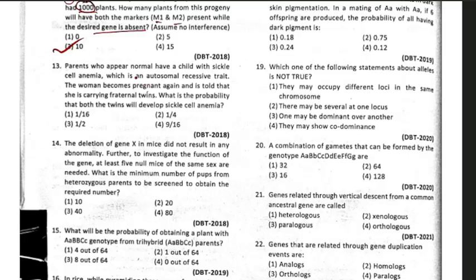As we know that the parents are normal, but they are having a child with the homozygous recessive character, both are obviously Aa, heterozygous. And if they are heterozygous, what is the chance of both the twins being diseased? The chance is 1 by 4 into 1 by 4, that is 1 by 16. Option A is the correct answer, right?